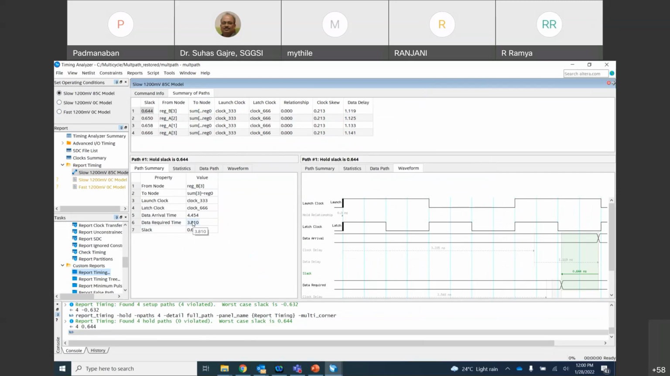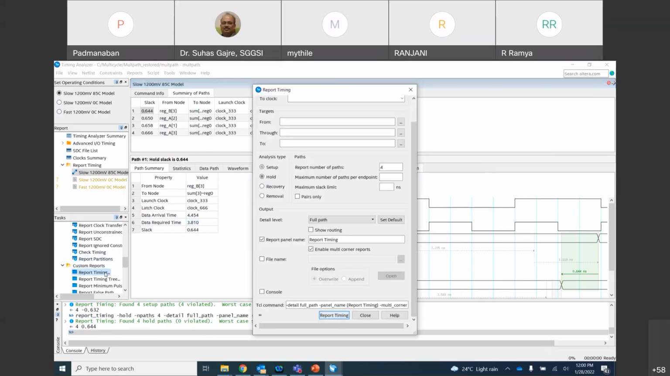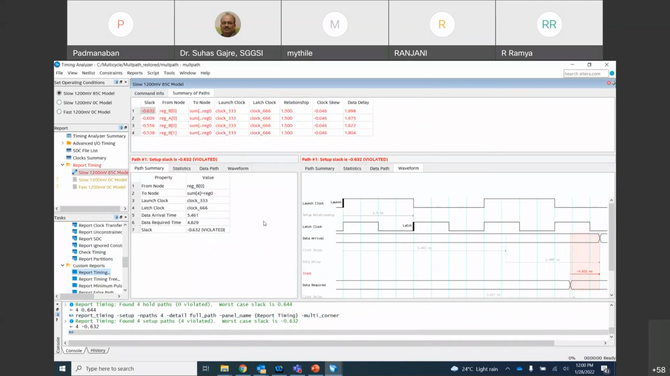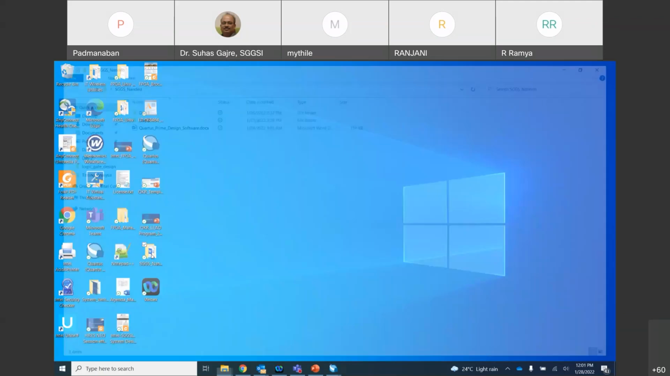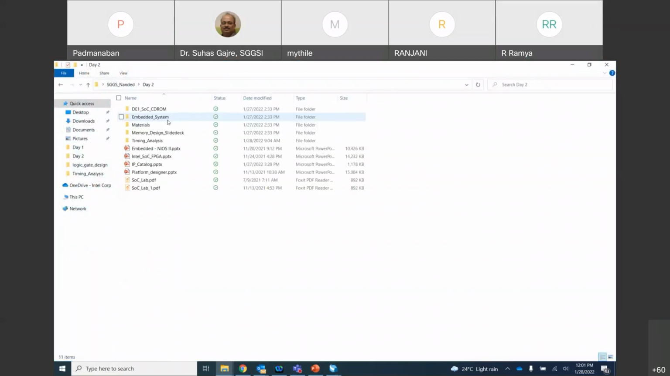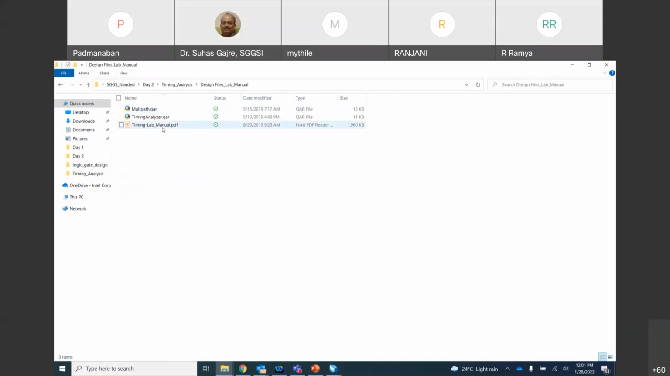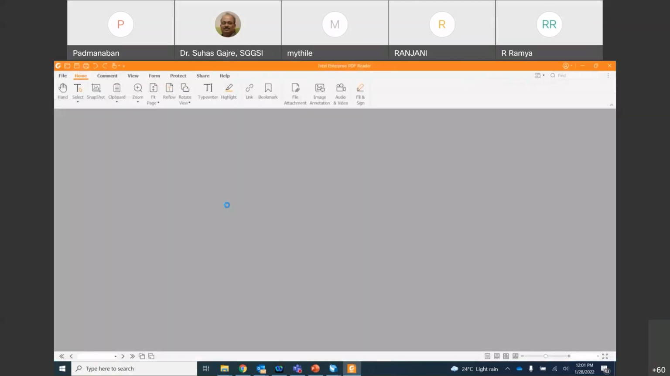But since there is a problem with the setup analysis, we have to ensure that the problem is solved. Okay, how are we going to solve this problem? We need to apply a multi-cycle path constraint for the design. Okay, how do we do that? To help you out, there is a lab manual, which I will share with you, so that you can directly follow the steps here. If you open the design files lab manual, there is a timing lab.